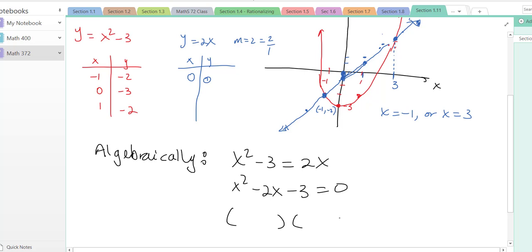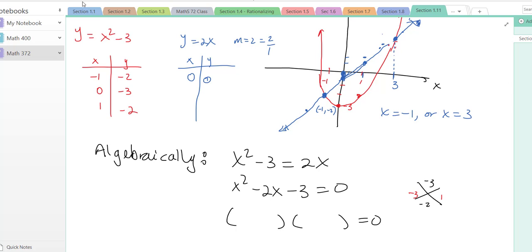And so this factors, right? Two numbers that multiply to -3 and add up to -2. Those are -3 and +1. So that means that this factors into (x minus 3) and (x plus 1).